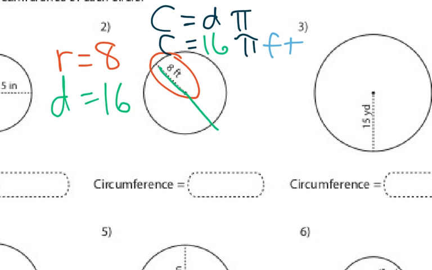So just know that you need to be able to give them both answers. So we're going to give 2 answers for every one of these. We're going to give them in terms of pi, and in decimal form. Okay, so if you hit 16 pi and enter on your calculator, you get 50.26 feet.